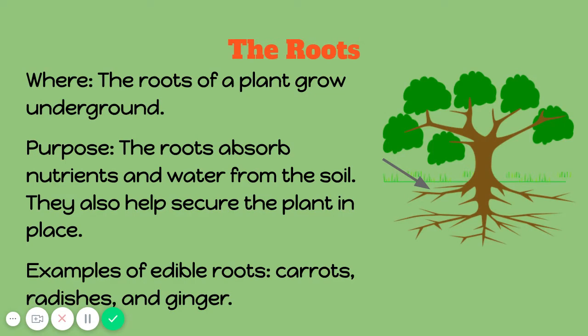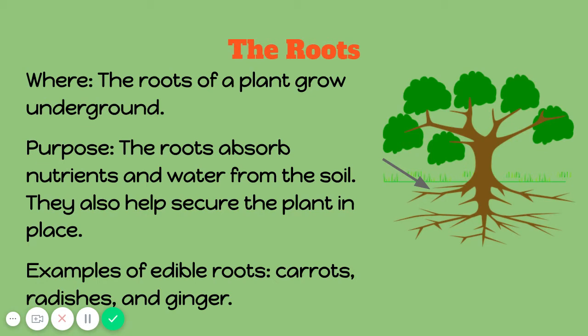The purpose of the roots is to absorb nutrients and water from the soil. So the soil is rich with nutrients. It's kind of like vitamins that the plant needs. When it rains, some water goes into lakes and oceans, but a lot of the water goes onto the grass and gets absorbed into the soil. And that's what the roots do is they suck up the water from the soil, kind of like a straw.